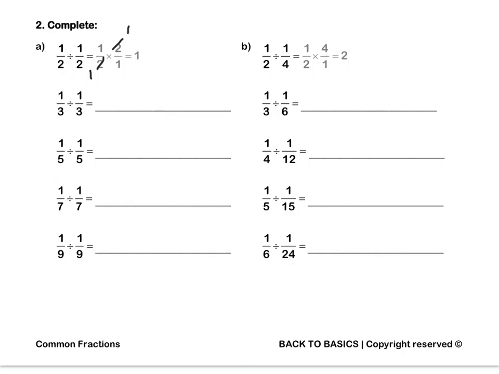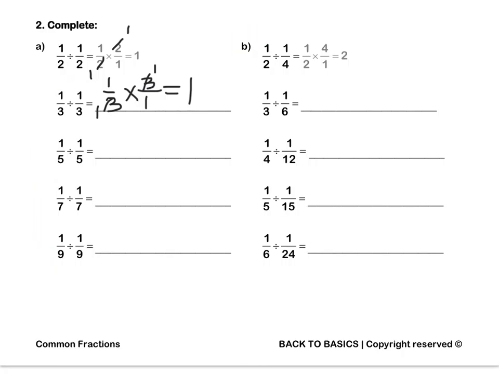A third divided by a third is the same as a third times the inverse of a third, which is 3/1. Then we simplify in the question, we divide top and bottom by 3, and when we multiply out, we get 1/1 or 1 whole. Press pause to complete this question by yourself.